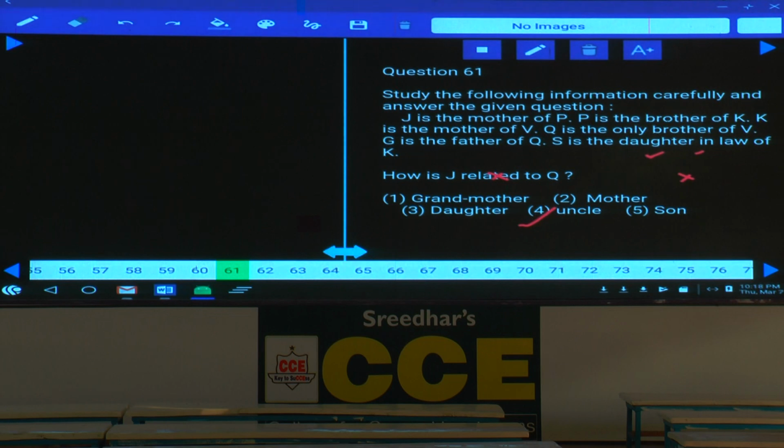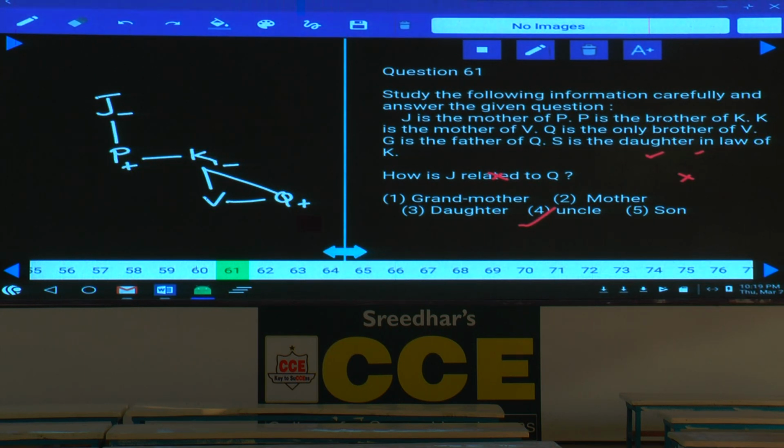Now, in this blood relation, tell me what is the information here. J is the mother of P, can be written like this. J, a female, is the mother of P. P is the brother of K. P and K are siblings to each other. And K is the mother of B. K is a female, the mother of B. And Q is the only brother of B. Q is here.